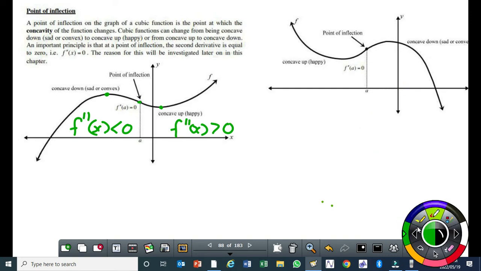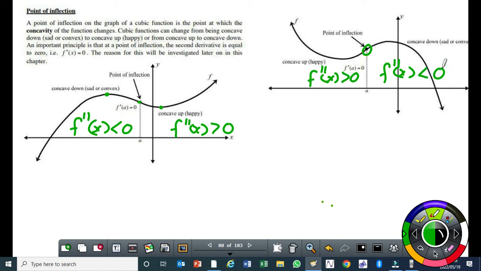Now, for this one here, it's concave up. By concave up, we are saying the graph is happy. It has a minimum turning point, so the graph is smiling. Therefore, the second derivative will be positive. To the right of this point of inflection, the graph is now sad, because there is a maximum turning point. So the second derivative is going to be negative.